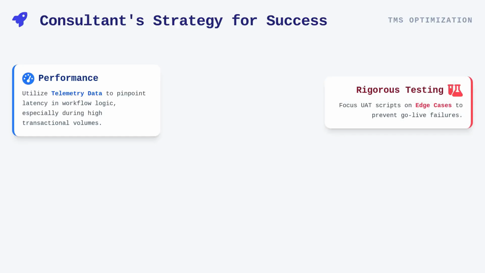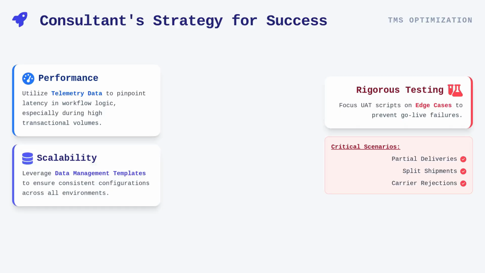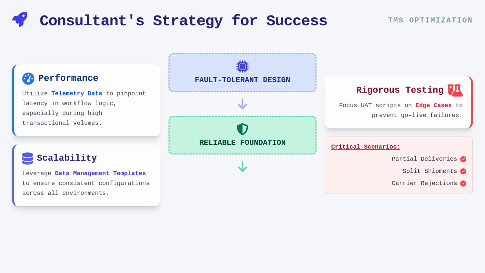When designing user acceptance testing scripts, you must focus specifically on edge cases, such as partial deliveries, split shipments, or scenarios where a carrier might reject only a portion of a load. Data entity migration templates within the data management workspace are essential for ensuring that your configurations are scalable and consistent across multiple environments. By treating your workflow design as a robust, fault-tolerant configuration, you build a foundation that can withstand the demands of a complex enterprise ecosystem.